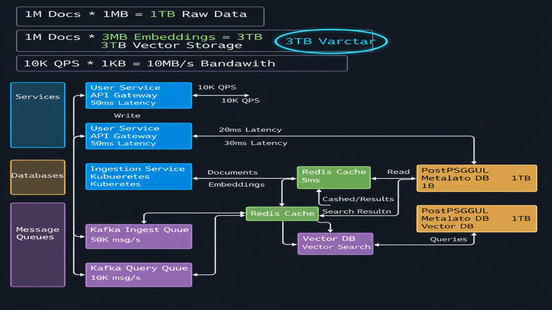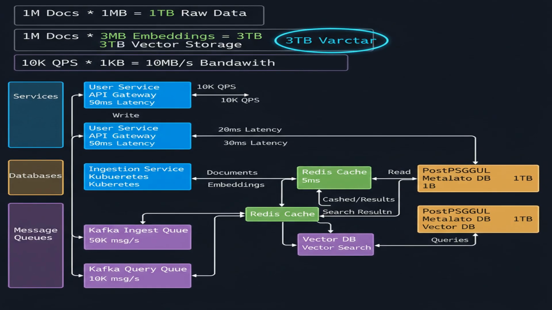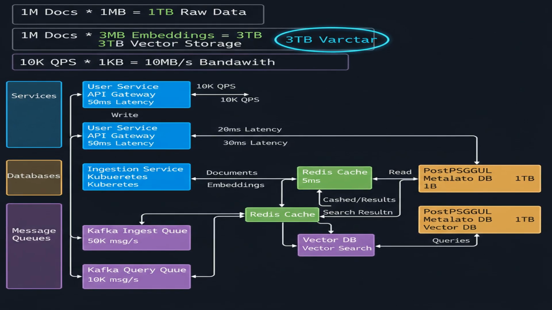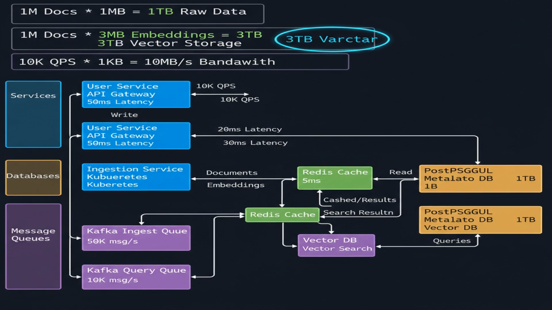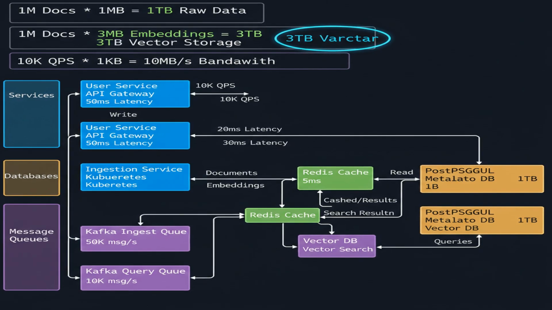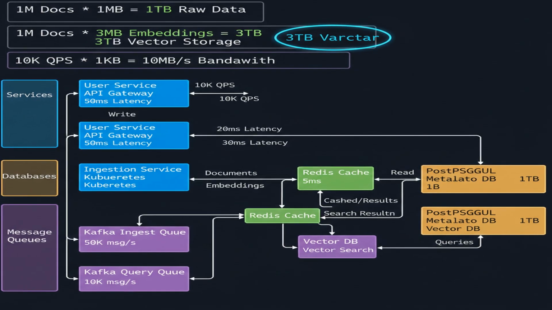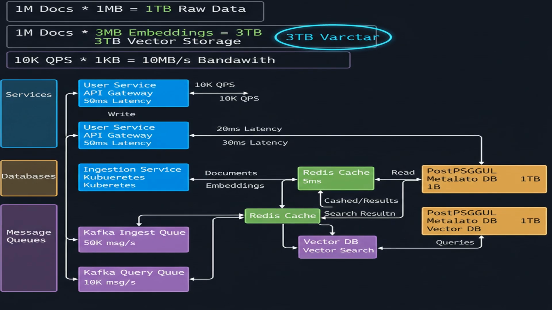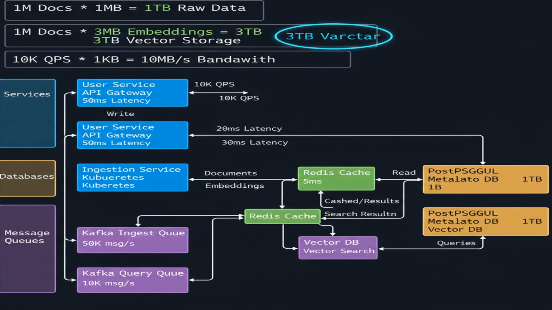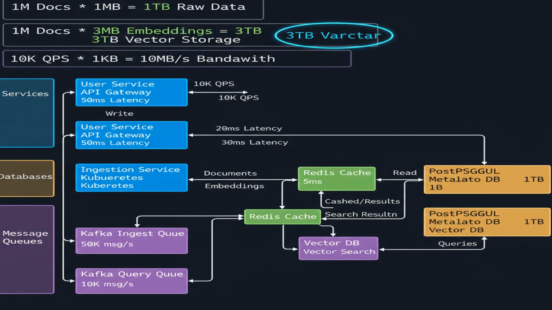Let's estimate our storage and bandwidth needs. Assume we ingest 1 million documents, each averaging 1 megabyte. That's 1 terabyte of raw data. If we use 768 dimensional embeddings with 4 bytes per dimension, each document requires approximately 3 megabytes of vector storage. Total vector storage, 1 million times 3 megabytes equals 3 terabytes. At 10,000 QPS and 1 kilobyte response size, we need 10 megabytes per second bandwidth. 10,000 QPS times 0.20 seconds latency equals 2,000 concurrent requests.